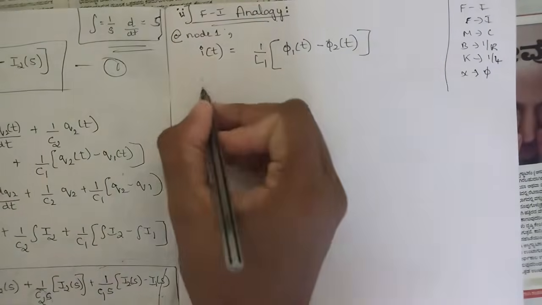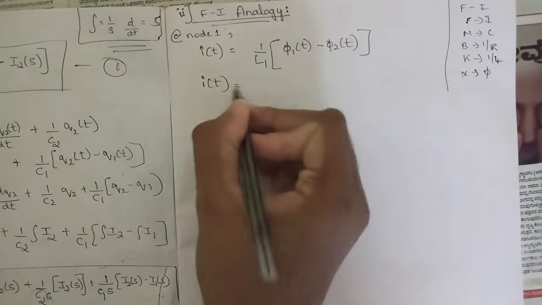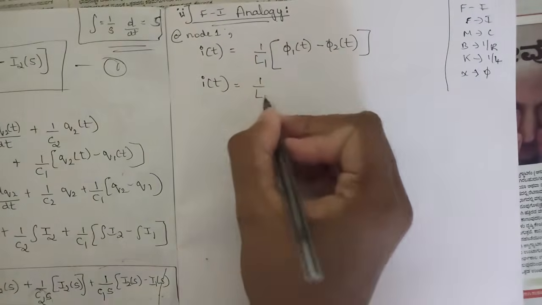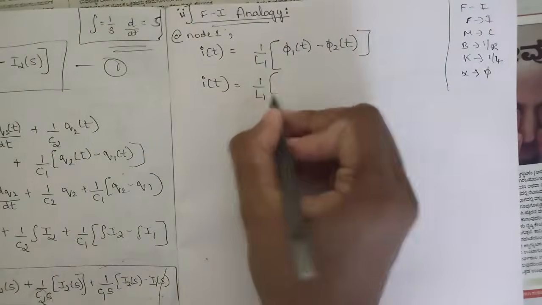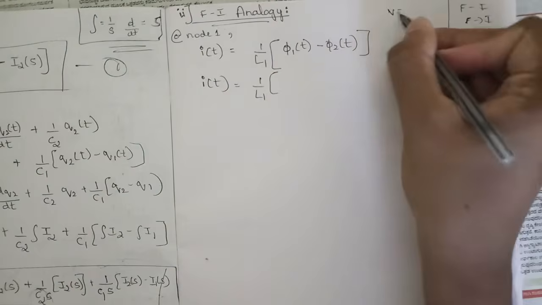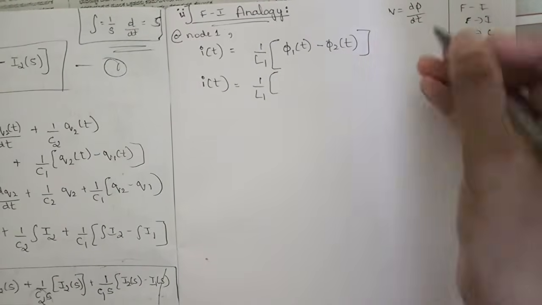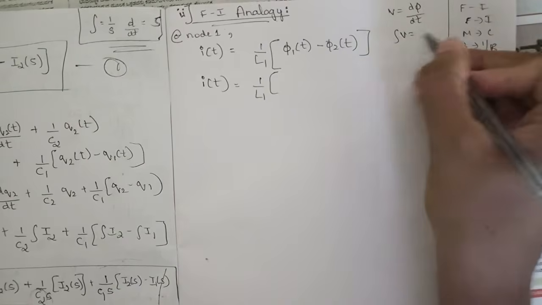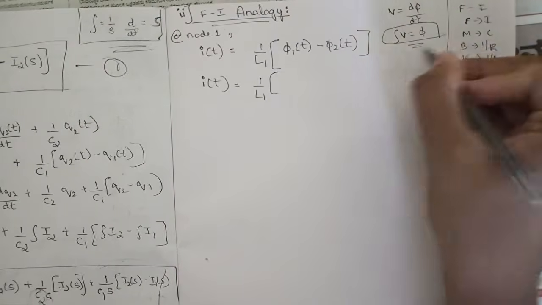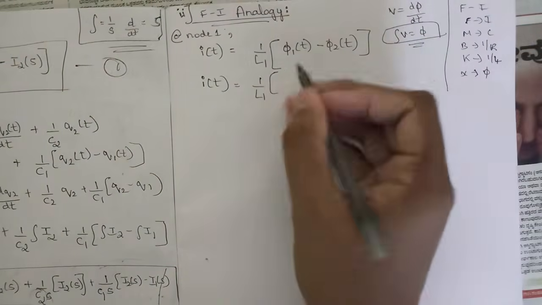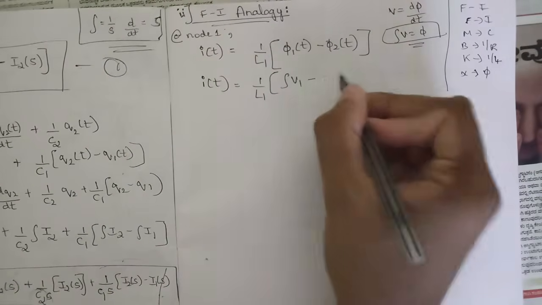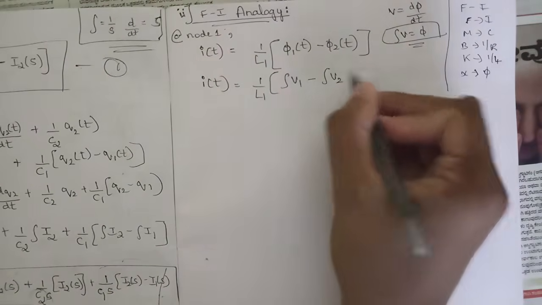Now further solve it, that is I of t is equal to 1 by L1 into phi 1 minus phi 2. We also know that V is equal to d phi by dt. When we take the differentiation to the other side, the integration of V is equal to phi. So phi 1 of t would be the integration of V1, and phi 2 of t would be the integration of V2.